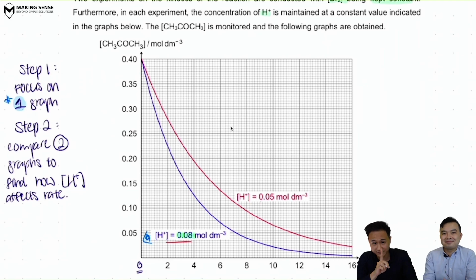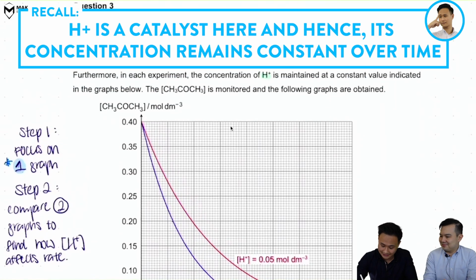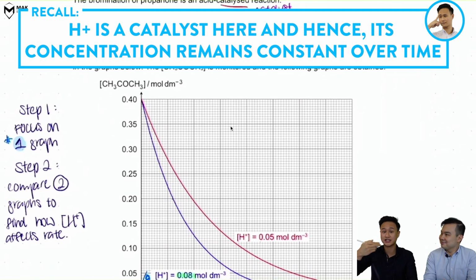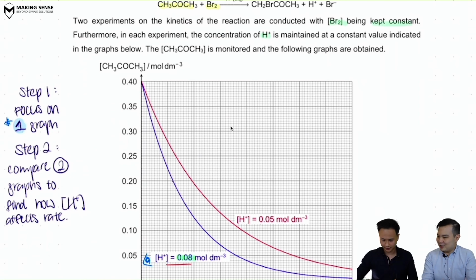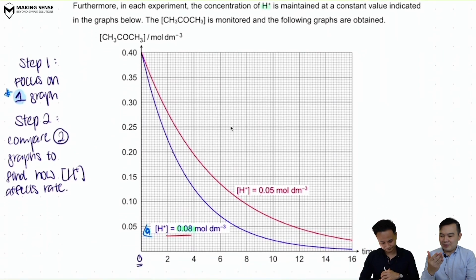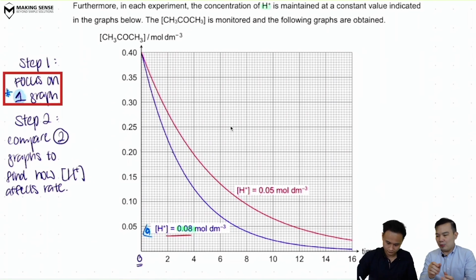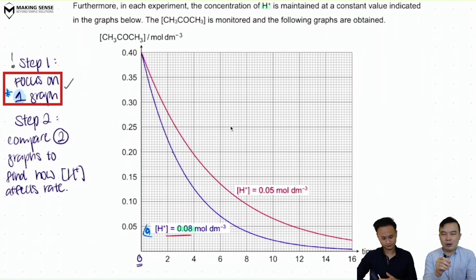Well, recall your definition of what a catalyst is, because H plus is a catalyst, right? It can be easily regenerated, it can be reused in a reaction. The concentration of catalyst does not change with time. Remember? Nice. So it makes my life a lot easier. I just have to look at one graph. Whenever we do this kind of graph, we're going to focus only on one graph. Doesn't matter which one you choose, red or blue also can.